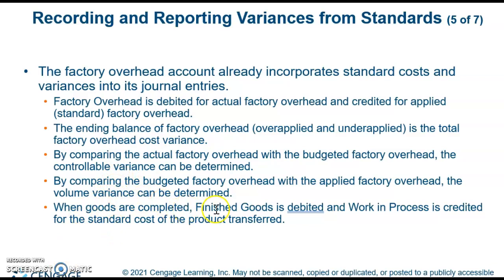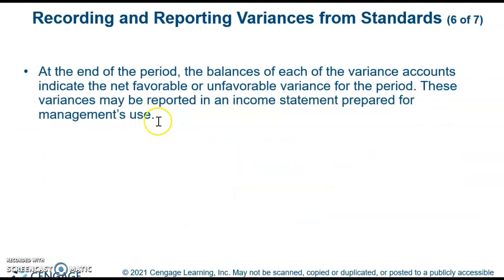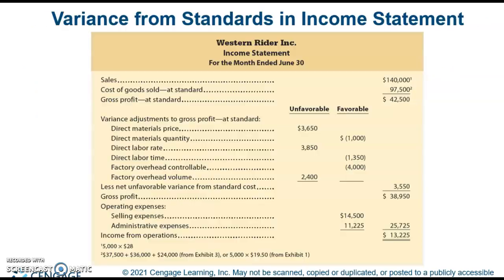And when goods are completed, finished goods is going to be debited and work in process is credited for the standard cost of the product transferred. And then at the end of the period, the balance of each of the variance accounts indicates the net favorable or unfavorable variance for the period. These variances can be used in the income statement prepared for management's use. This is an example of what the income statement may look like. You see the unfavorable and the favorable.